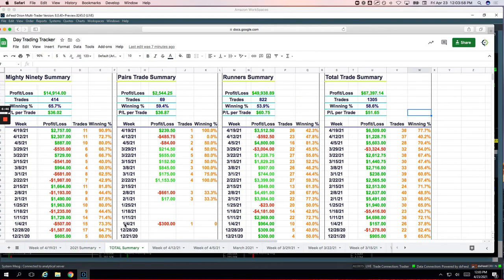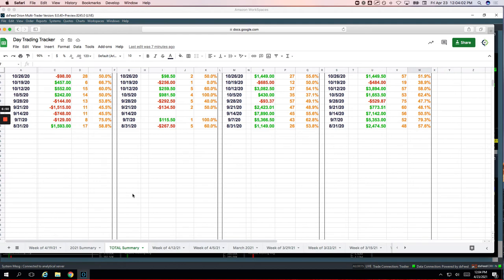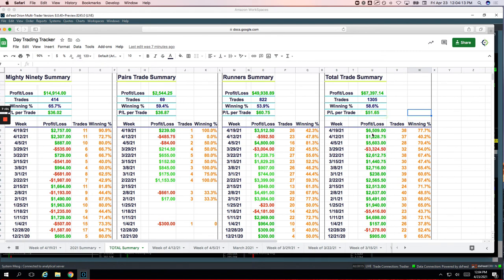And then if we take a quick look at since we've been tracking, which is since the end of August, you can see back on September 14th we had a week of over 7,000, but that is the only week since we've been tracking that was better than this week. So plus 6,509 on the week. Good stuff. And then since the end of August, total day trading P&L over 67,000.